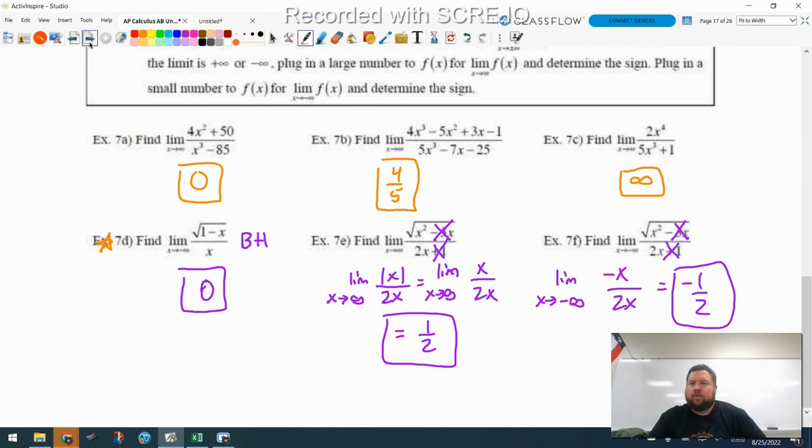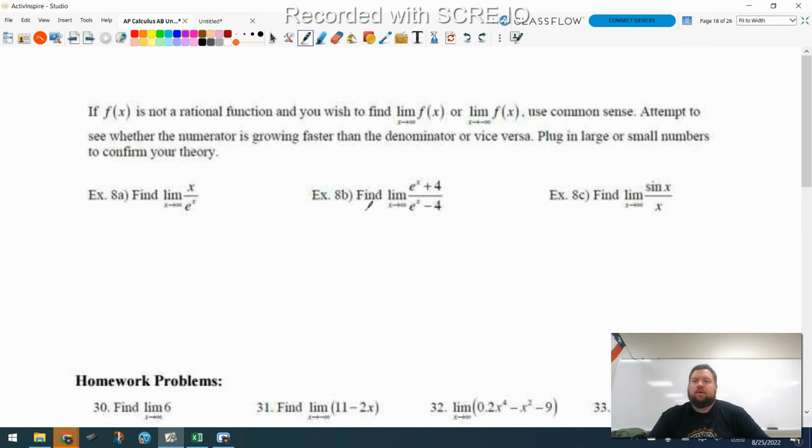All right, I think I have a couple more. Yes. Okay, so these are the more interesting ones. Top heavy, bottom heavy, or balanced? Okay, e to the x grows really, really fast. x grows too, they both go to infinity, but the bottom is going much faster than the top is. So this is considered bottom heavy, which means our answer is 0.